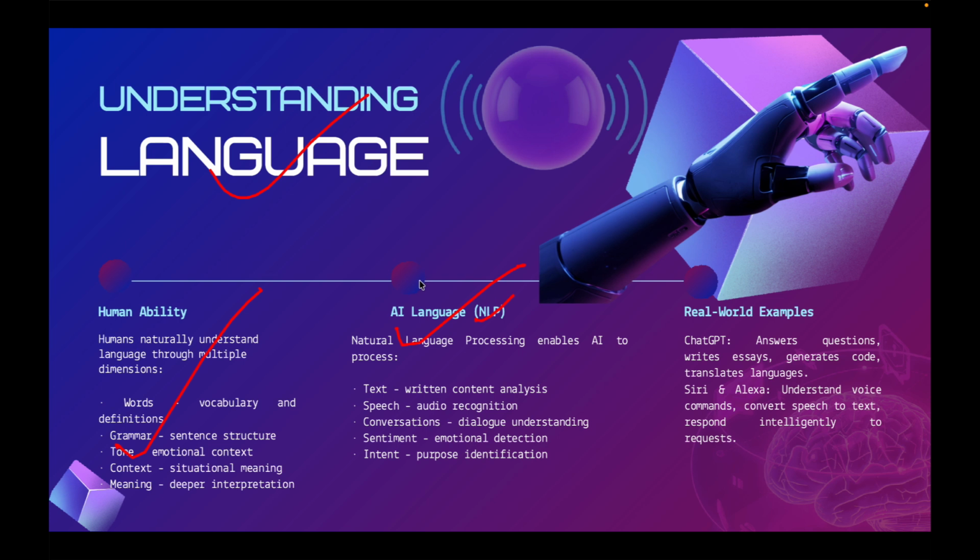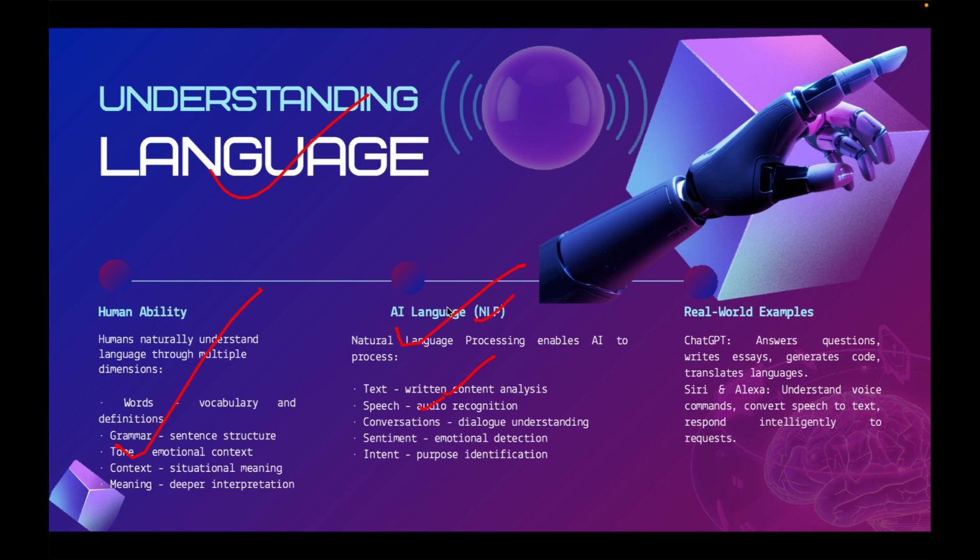It works in different areas. Text analysis helps AI read and understand written content. Speech recognition converts voice into text. Conversation understanding helps chatbots communicate naturally. Sentiment analysis detects emotions or opinions. Intent detection identifies what the user actually wants.